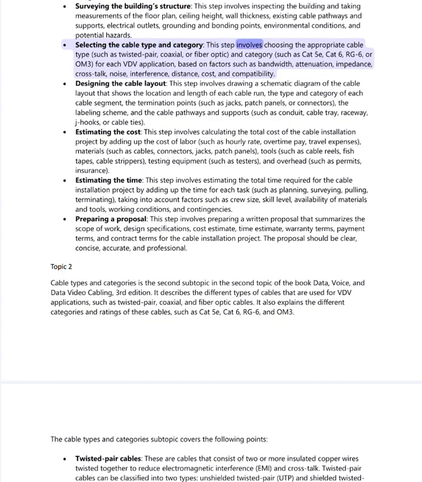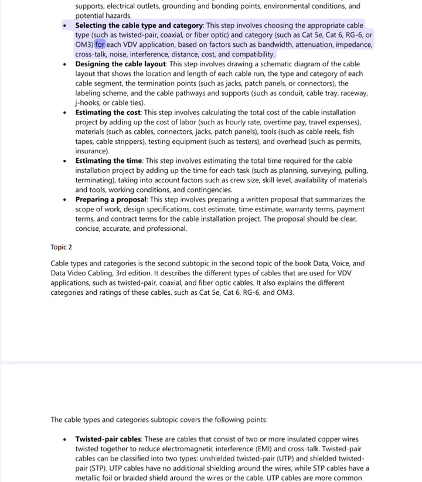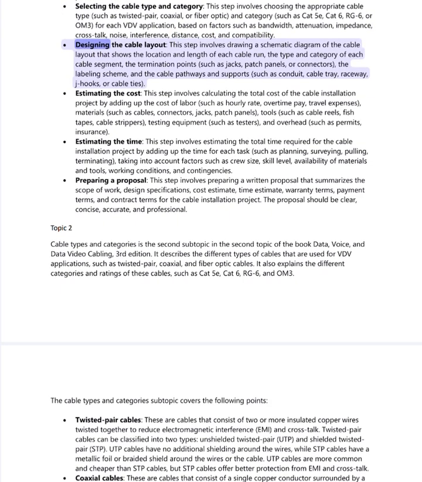This step involves choosing the appropriate cable type, such as twisted pair, coaxial, or fiber optic, and categories such as Cat5e, Cat6, RG6, or OM3 for each VDV application, based on factors such as bandwidth, attenuation, impedance, crosstalk, noise, interference, distance, cost, and compatibility. Designing the cable layout.